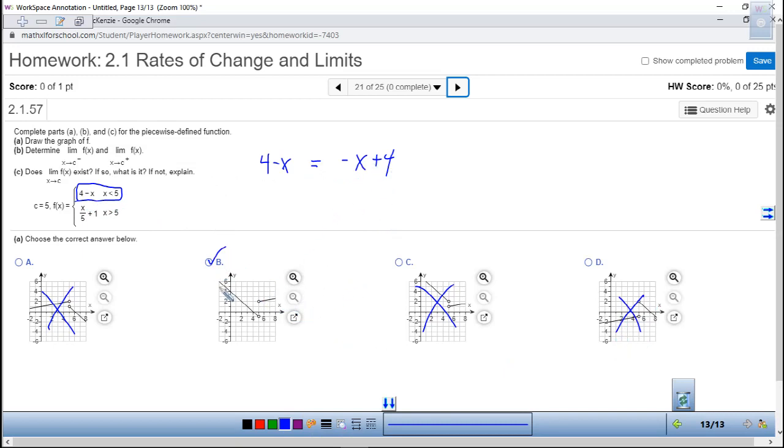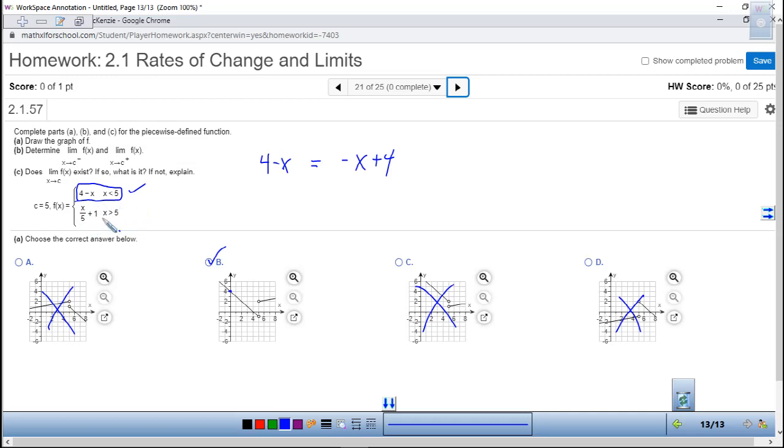So we do have a y-intercept of 4. And we have a slope of negative 1. We're going down 1 over 1, down 1 over 1, down 1 over 1. So that part right there is verified. Cha-ching.